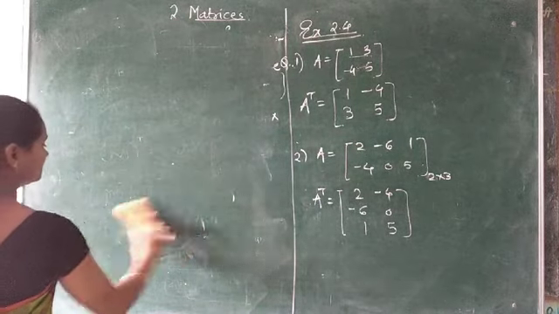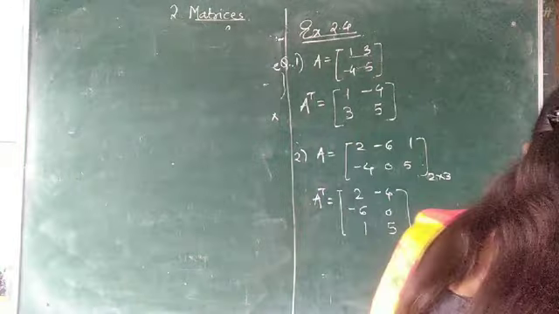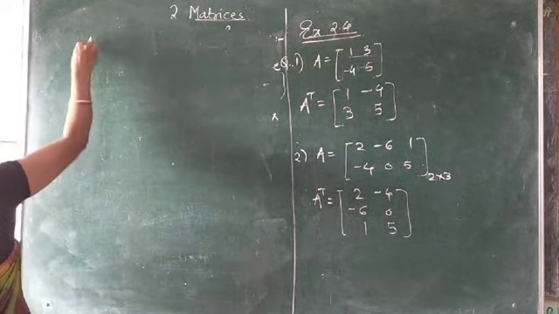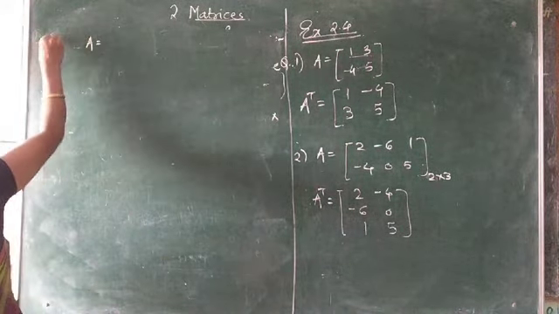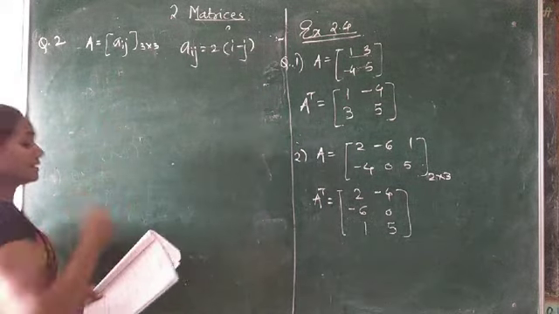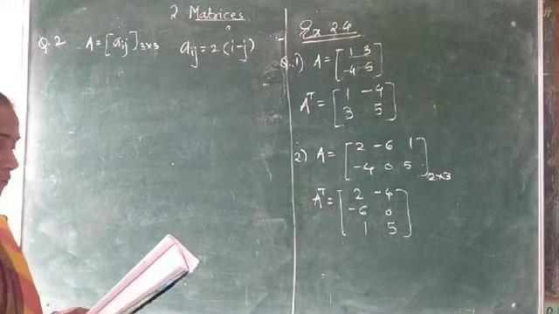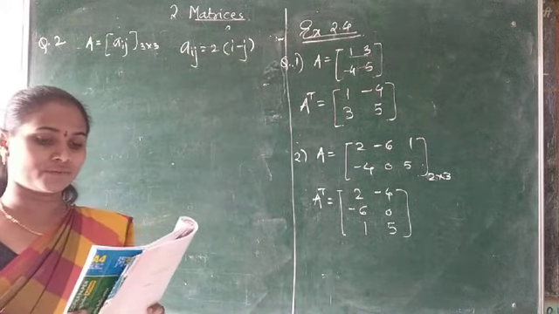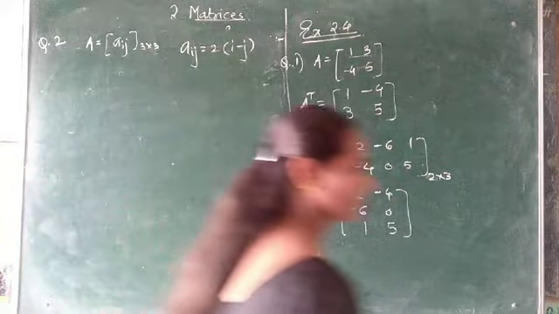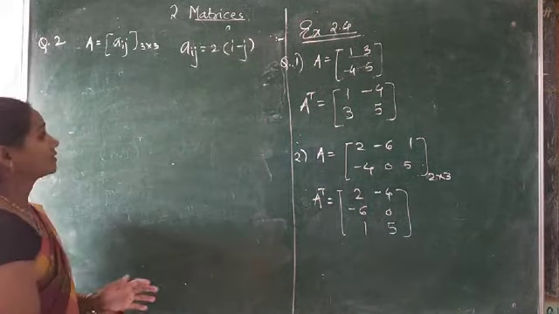Now question 2. If A is equal to [aij] of order 3 by 3, where aij is equal to 2 into (i - j). This is our condition to find the matrix A. Then find A and A transpose and state whether A and A transpose both are symmetric or skew symmetric matrices.